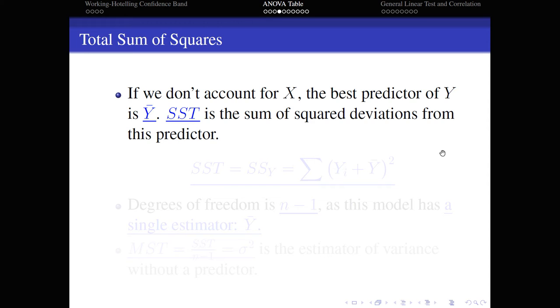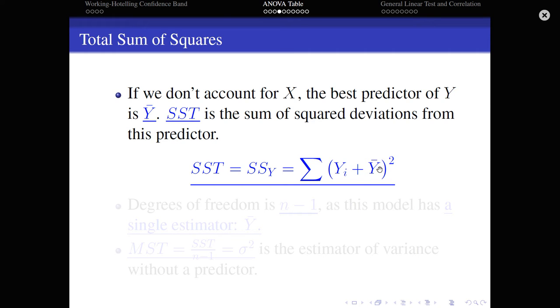Now, if we do nothing and don't use our independent variable at all, the best guess that we have for a y value, the predicted y value that gives the smallest amount of error, is y bar. So the sums of squares total is the deviations from that y bar. Oops, I apologize, I have a typo here. This should be minus y bar. So the sums of squares total is the deviations from this particular value, and it's just the sums of squares of y.